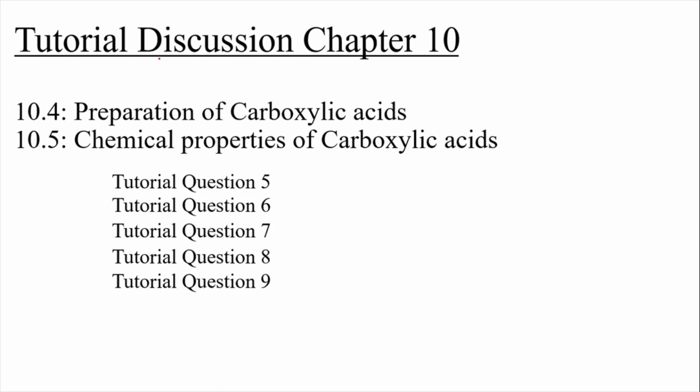So now we're going to do some tutorial discussion for chapter 10 and we're going to focus on the subtopic of 10.4, which is the preparation of carboxylic acid, and 10.5, which is the chemical properties of the carboxylic acid. So we're going to do tutorial questions 5, 6, 7, 8 and 9 respectively. So without any further ado, let us start.